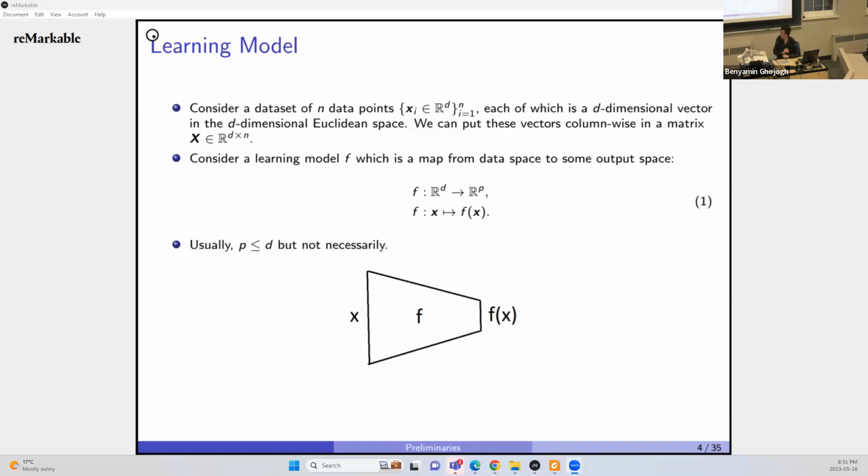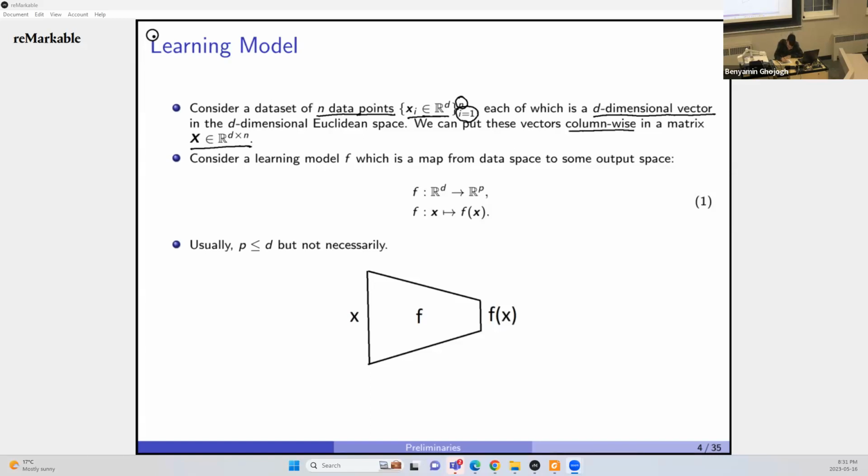Now the learning model. Now that we know what data set is, consider a data set of n data points, and xi means the ith data point, and it is a d-dimensional vector. We have a set of them, i goes from 1 to n, each of which is a d-dimensional vector in the d-dimensional Euclidean space. We can put these vectors column-wise in a matrix X.